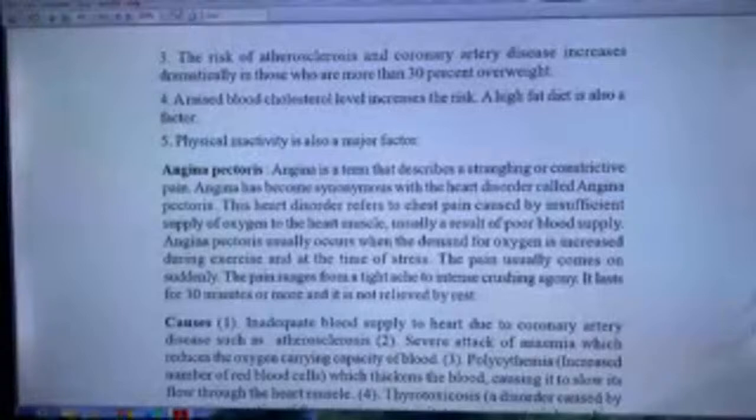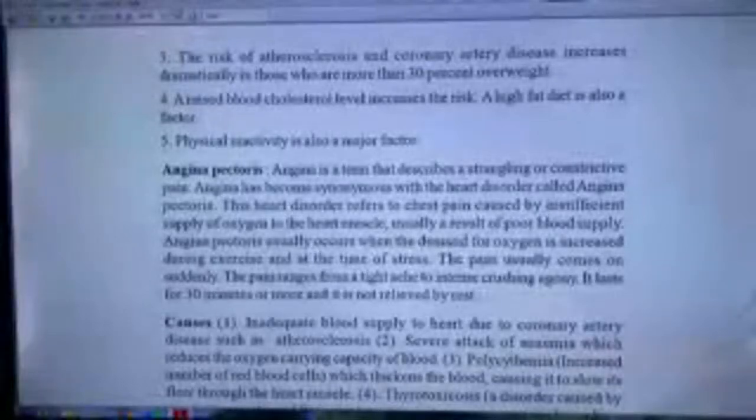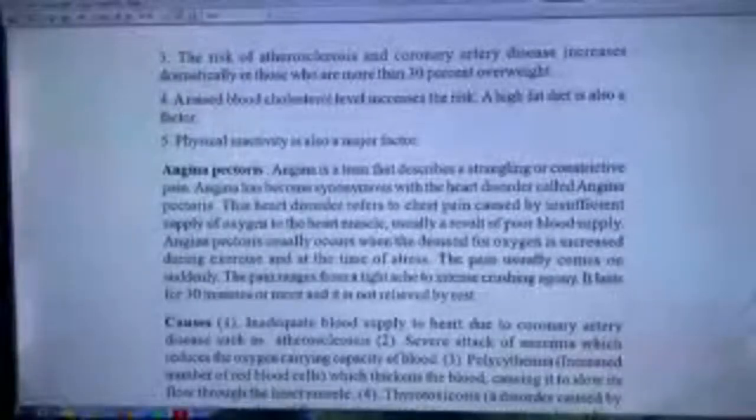Angina pectoris. Angina is a term that refers to pain. Angina can become a heart disorder called angina pectoris. This heart disorder refers to chest pain caused by insufficient supply of oxygen to the heart, usually a result of poor blood supply. Angina occurs when the demand for oxygen is increased during exercise and at times of stress.